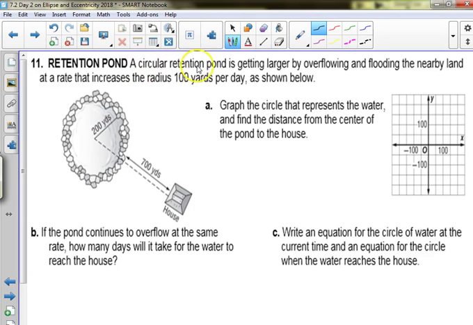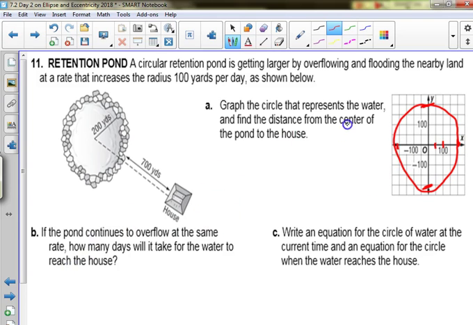This is a circular retention pond that is getting larger. It's overflowing by flooding the nearby land. This is actually a circle question. Graph the circle that represents the water. We're supposed to use, these are counting by 50s, right? And it says the pond is 200 out. So that would go to here and to here and to here and to here, right? Mine is stretched funny because that doesn't look like a circle on my graph paper.